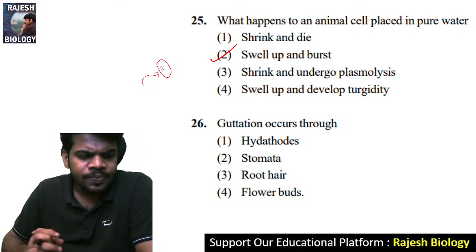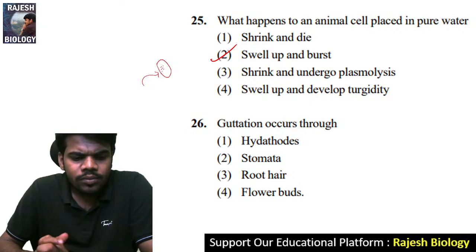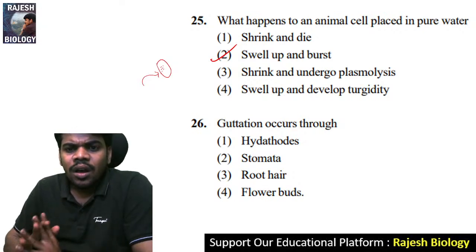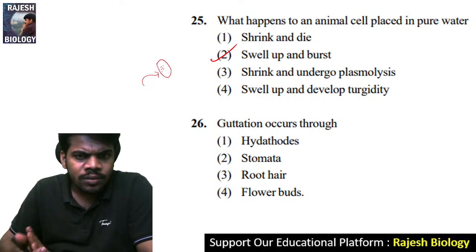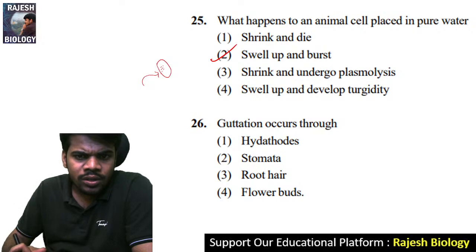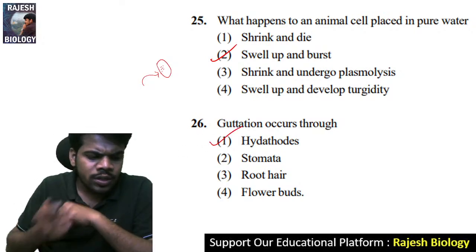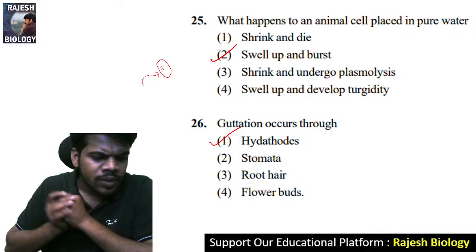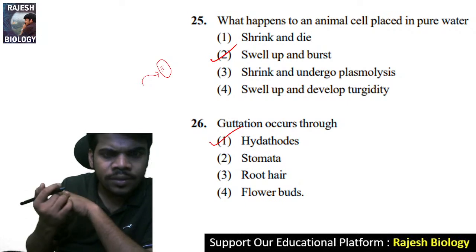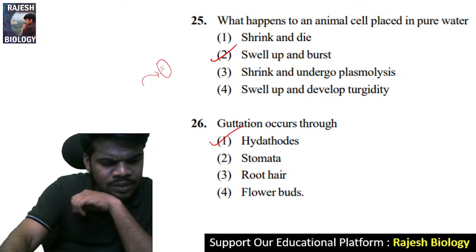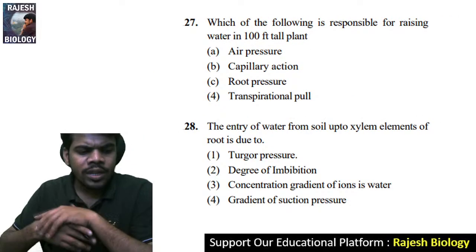Come to the 26th question. Guttation occurs through hydathodes, stomata, root hair, or flower buds. Guttation occurs through hydathodes. Priyanka, we are on the 26th, not the 24th. Yes, 26 correct, Saujanya, it is hydathodes. 27th question.